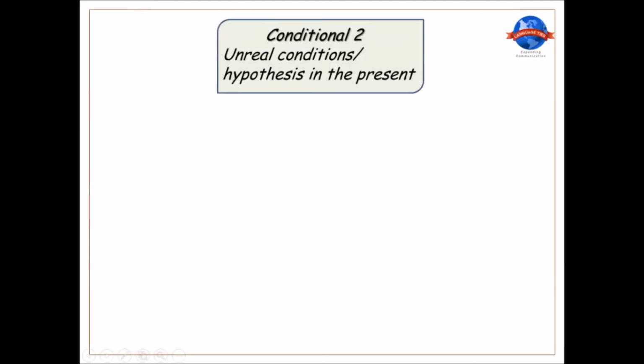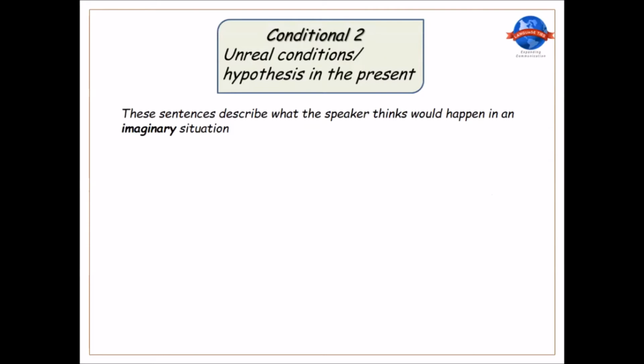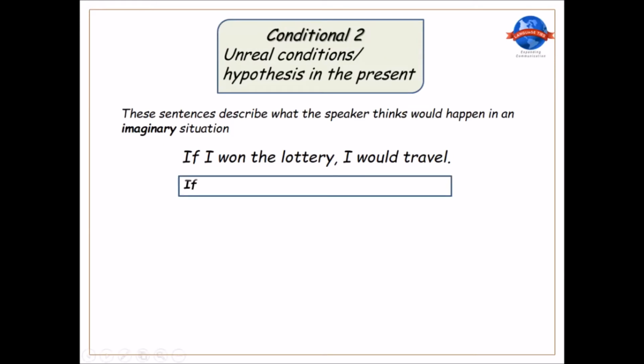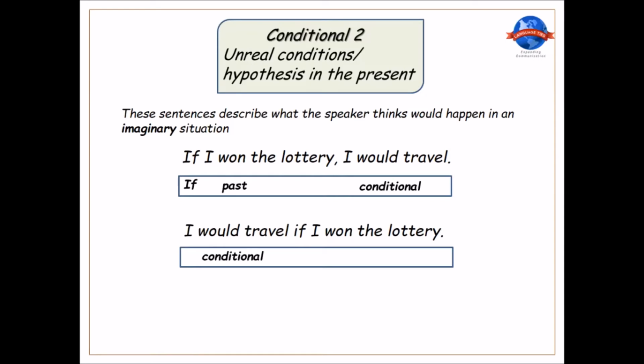Next, we have conditional 2 for unreal conditions or hypotheses in the present. These sentences describe what the speaker thinks would happen in an imaginary situation. For example, if I won the lottery, I would travel. If past in the conditional clause, conditional tense in the main clause. We can also have I would travel if I won the lottery. Conditional tense in the main clause, if past in the conditional clause.